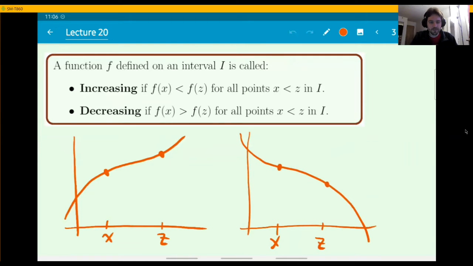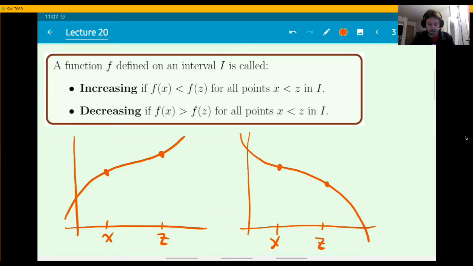All right. So first of all, we have to start with definitions. We're going to define the words increasing and decreasing. And usually we're going to be talking only about intervals. It might be possible that we talk about functions defined on separate intervals, and then we're talking specifically about each one of them separately. So a function defined on an interval is called increasing basically when the graph goes up, decreasing when the graph goes down.